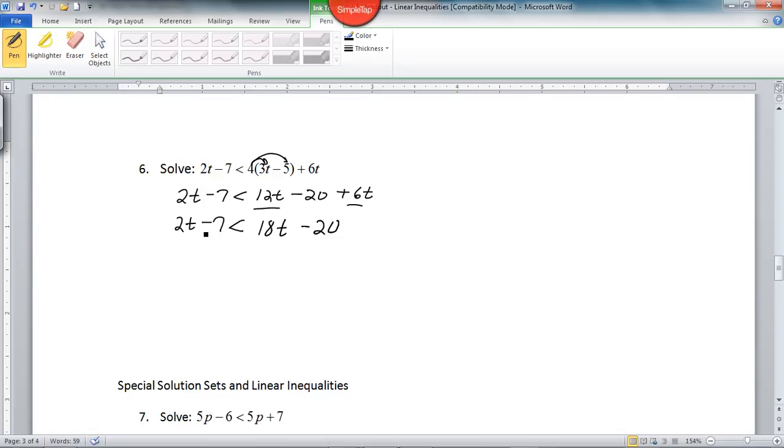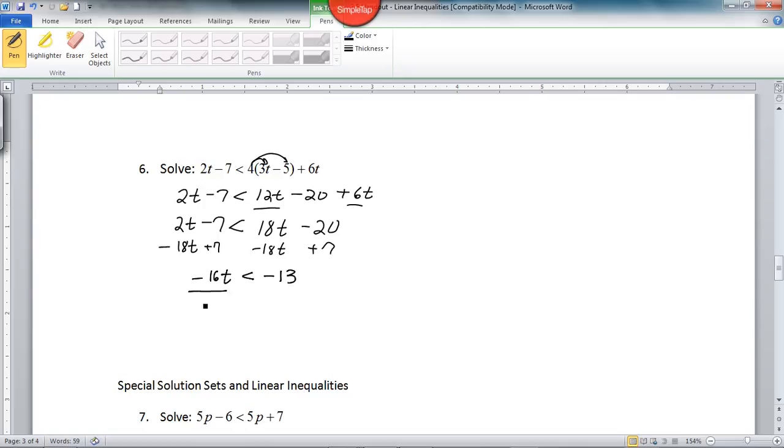Get the t's on one side, the constants on the other, so I'm going to subtract 18t from both sides. And I'm going to get the constants on the other, so I'm going to add 7 to both sides. And I wind up with negative 16t, minus 7 plus 7, that's 0, is less than negative 13. Now notice, I did subtract and add something to both sides, but that doesn't change the inequality.